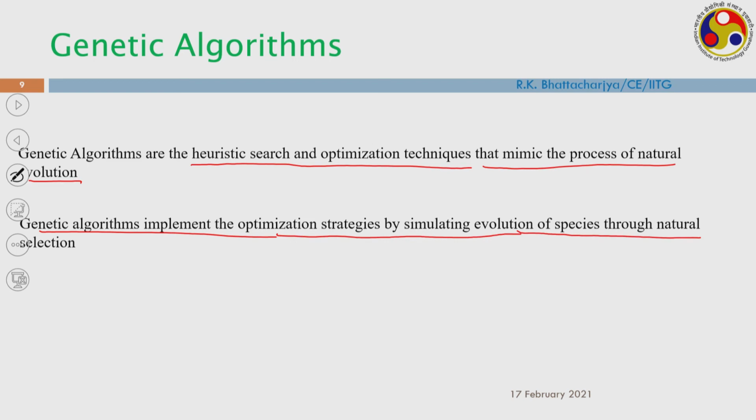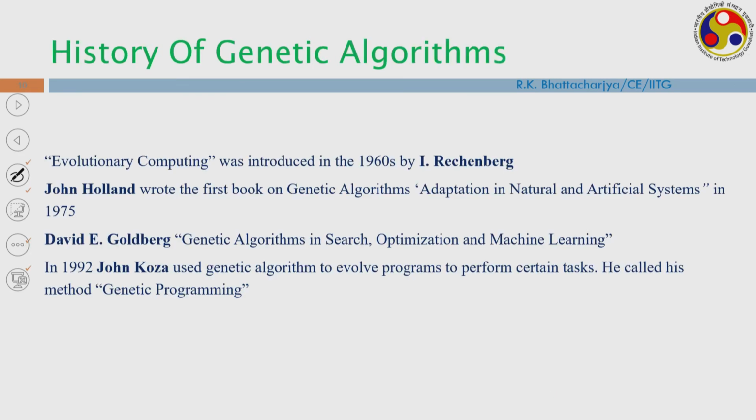Okay. So, we are trying to apply artificially the law that nature follows, and then we are trying to solve the optimization problem. Now, the history of genetic algorithm. Evolutionary computing was introduced by I. Rechenberg in the 1960s. Around the 60s people discussed this principle, but at that time it was not very popular.